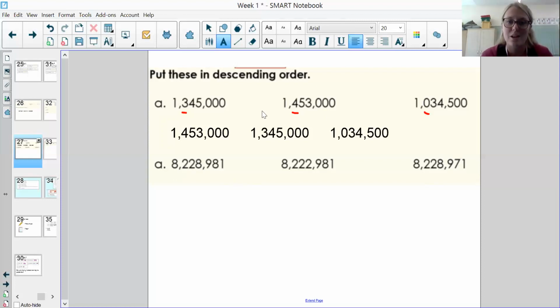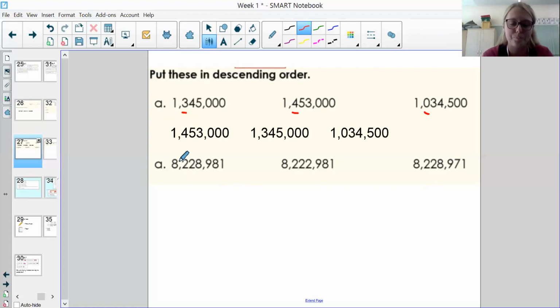And we can't compare the 10,000s because they're all the same too. So we need to look at the thousands digit first and work out which one is the biggest. So it's our first number. So we've got 8,000 in this number. We've got 2,000s in this number. And we've got 8,000 in this number.